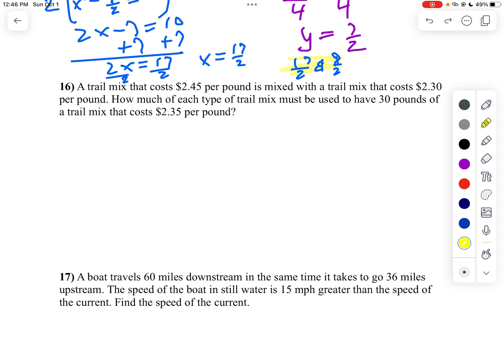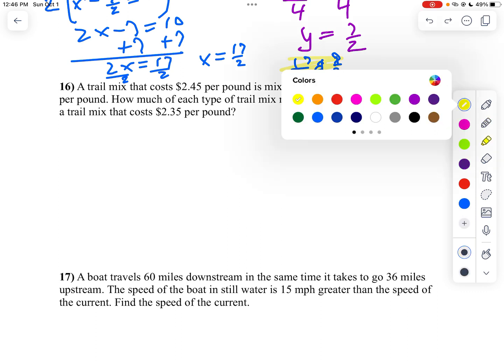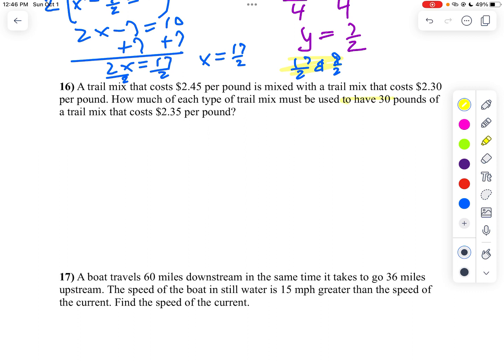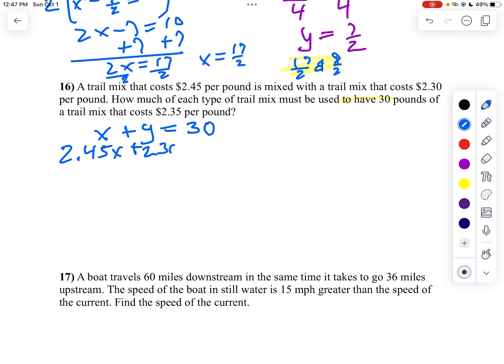There's my first equation. My first equation is going to be just dealing with the total trail mix we have. Since I'm going to graph it, I'm going to call one type of trail mix x, the other type of trail mix y. We'll have that be 30. Then we're going to write an equation for the cost. Well, we'll say the first trail mix is going to be $2.45 plus $2.30 equals $2.35. Now, this can't be $2.35. We're going to multiply that by 30.